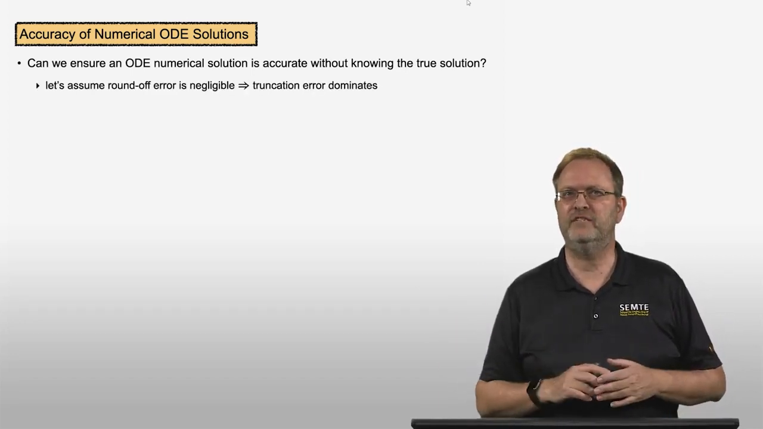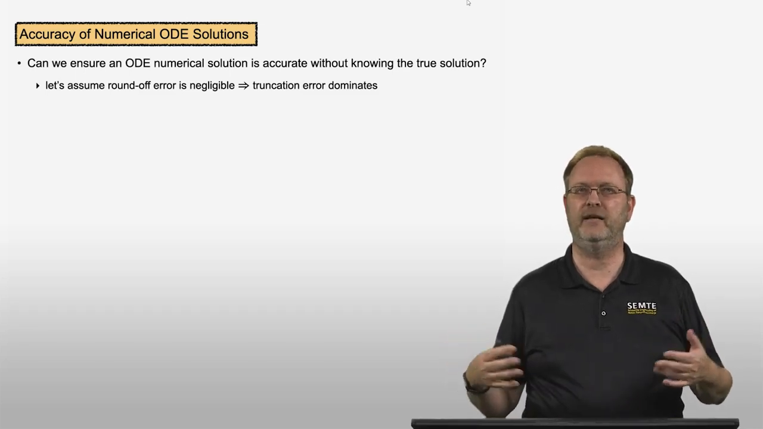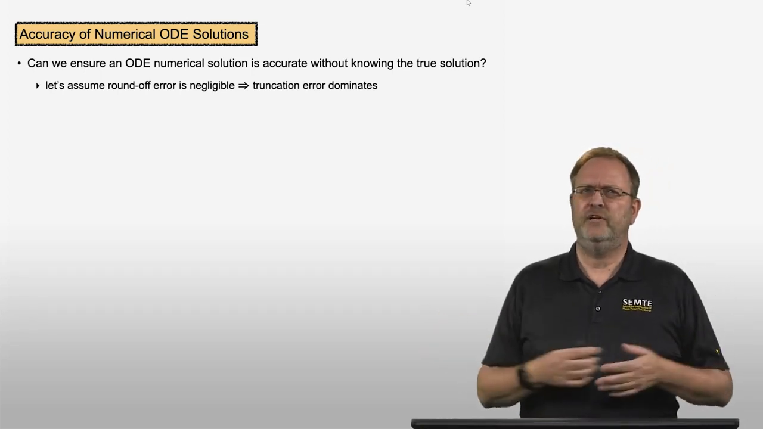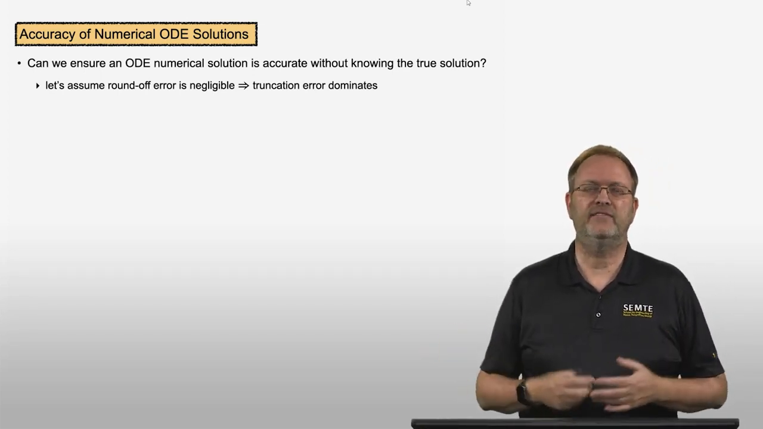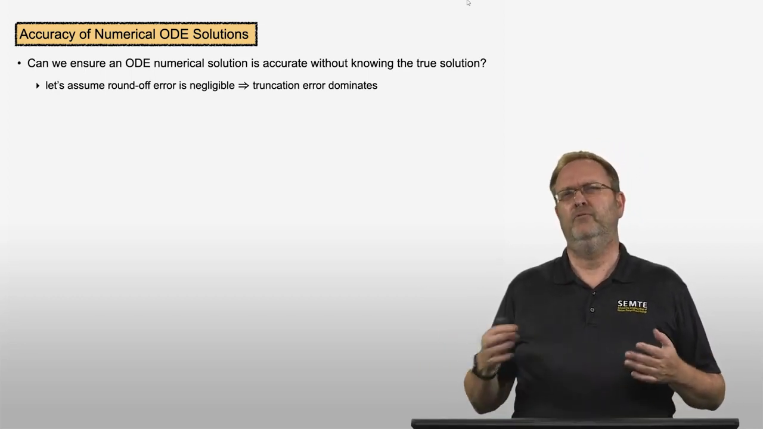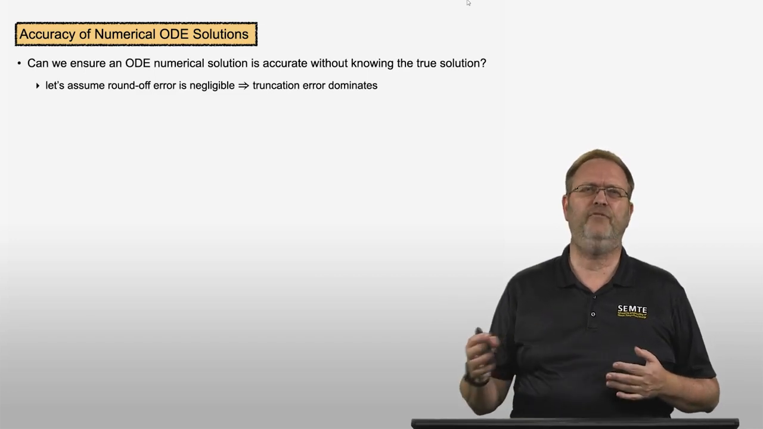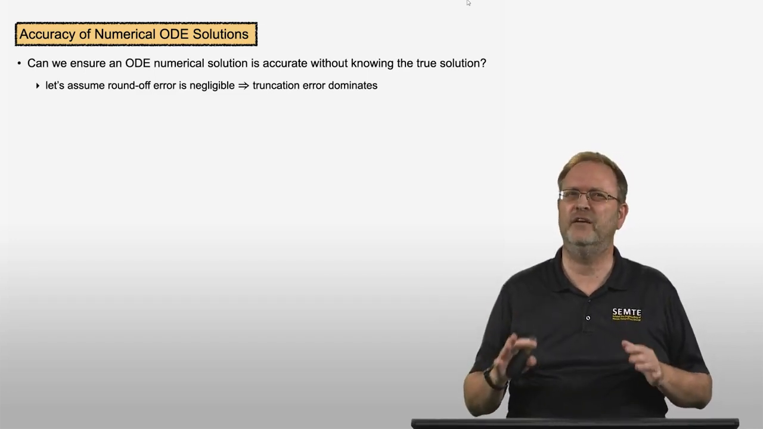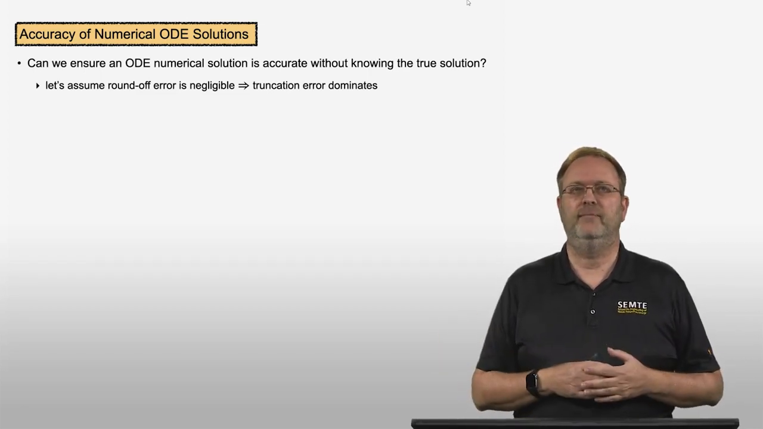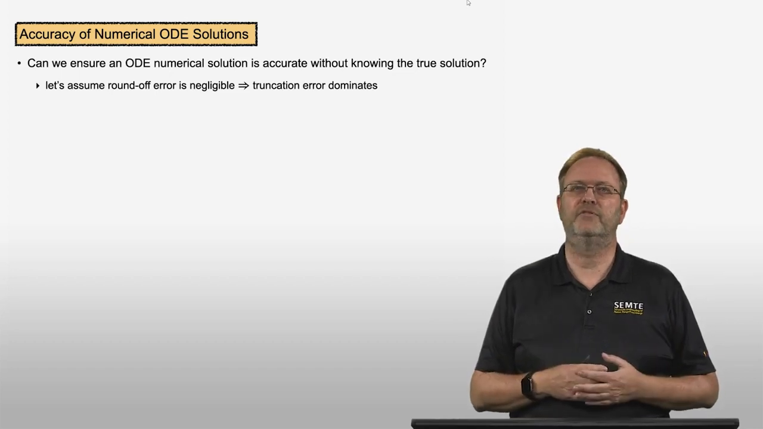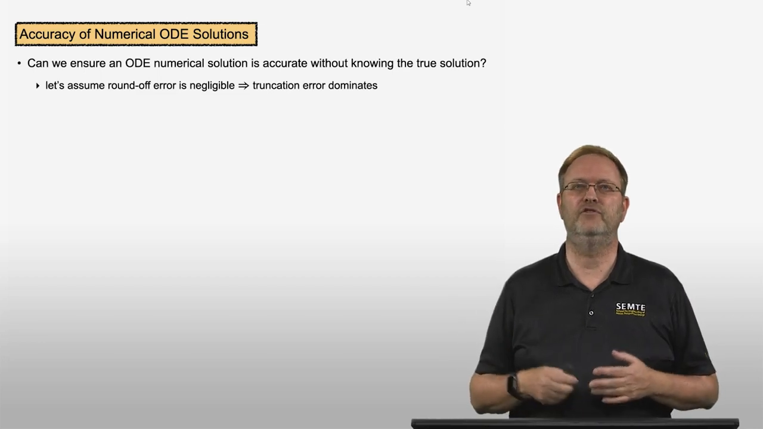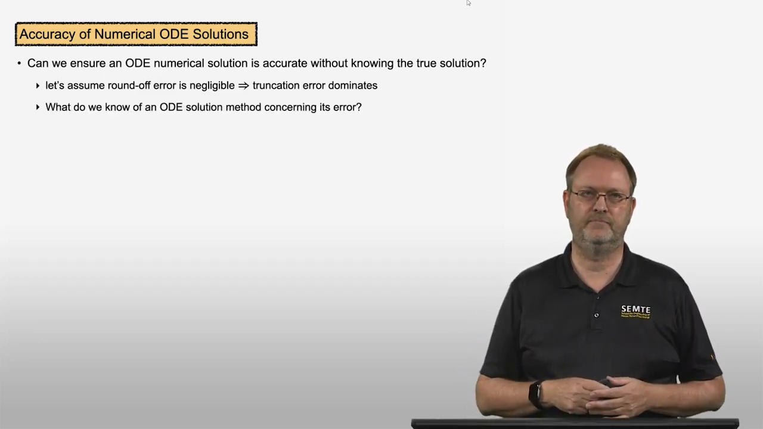Now, for the sake of argument, let's assume that round-off errors are negligible and therefore that truncation error dominates. And for most engineering applications, that's actually the case if we do our computations in double precision numbers. If we resort to single precision or even half precision numbers, then that statement is not necessarily true. But MATLAB uses by default double precision numbers, and with double precision numbers, it's usually not the round-off error that we need to worry about. The truncation error is usually orders of magnitude larger.